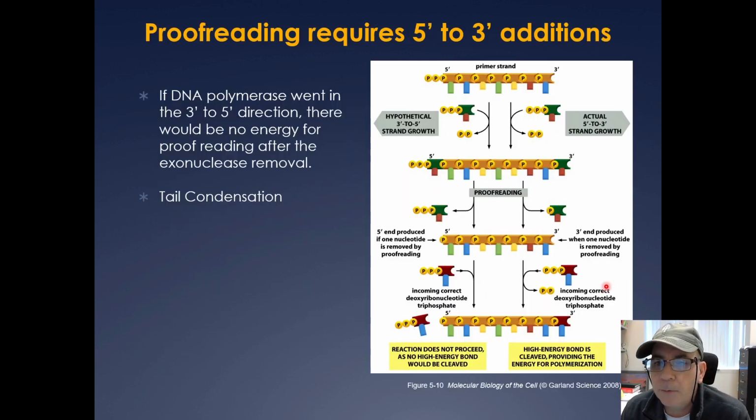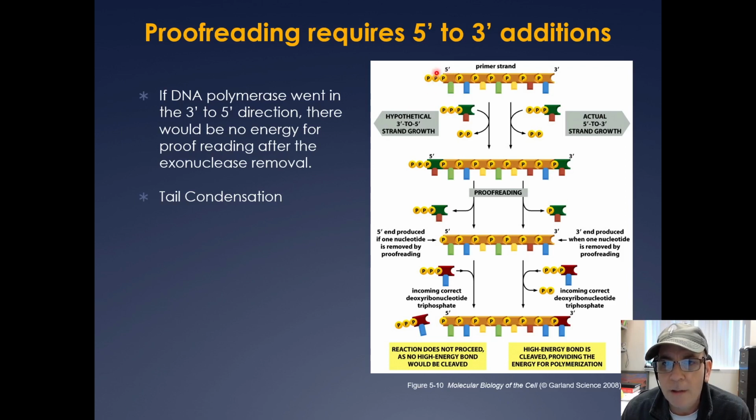Okay, so now we want to get to the point where we really understand why DNA is replicated from the 5' to 3' direction. Part of it has to do with the proofreading activity. If DNA polymerase went in the 3' to 5' direction, or if synthesis went in the 3' to 5' direction, there'd be no energy for proofreading after the exonuclease removed a base, and that's why DNA polymerization undergoes tail condensation. All right, and we'll look at this.